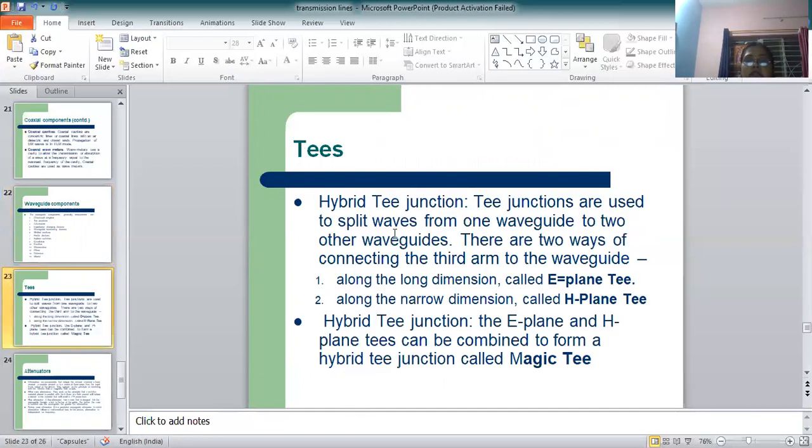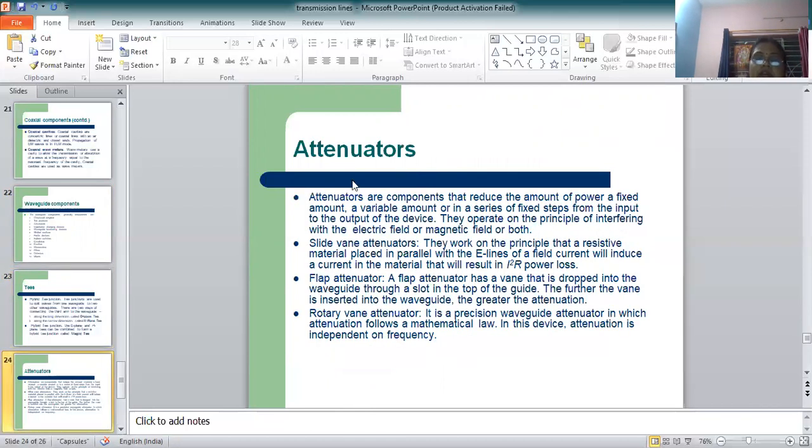These are the T's, which are kind of hybrid T-junctions, which split the waves from one waveguide to the other waveguides. There are different types of attenuators, which can reduce the amount of power by a fixed amount. Types of attenuators are slide vane attenuators, flap attenuators, and rotary vane attenuators.